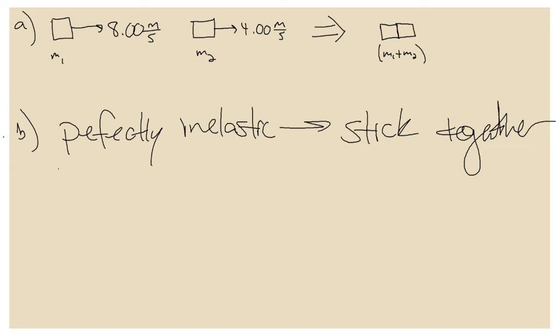Now, if the man is going to slow down, but they're going to be stuck together, and they're going to have the same final velocity, what we should at least recognize is that the answer should be somewhere in between 4 and 8. The most common prediction over the years is 6 meters per second. Now, of course, that's wrong.